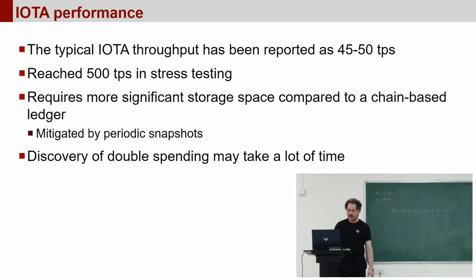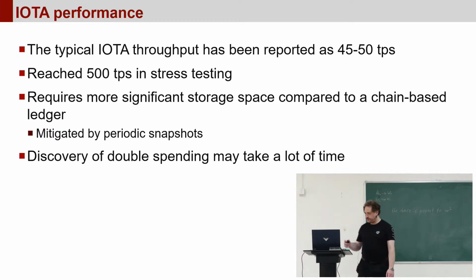As mentioned, it requires significantly more storage space compared to a chain-based ledger, but this is mitigated by periodic snapshots. And because of the snapshots, one of the criticisms of IOTA is potential centralization. Another thing is that discovery of double spending may take a lot of time, which is a problem, right? Because we want to know if the transaction is final as soon as possible.